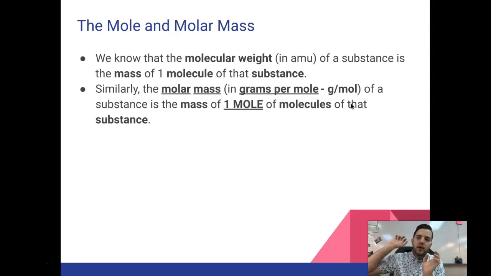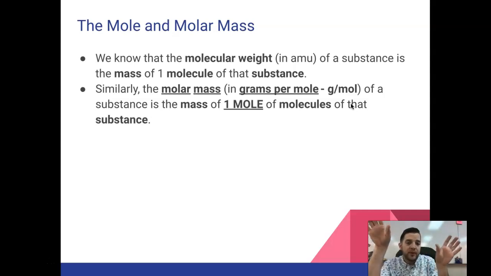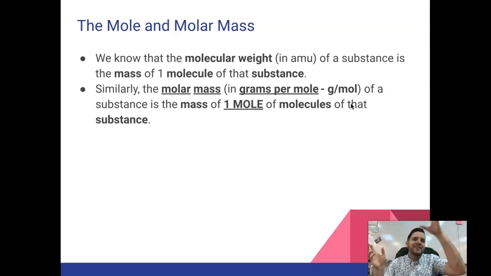And so the mass of that mole for each element may be slightly different, because if I have a mole of feathers, which would be 6.022 times 10 to the 23rd feathers, and I have a mole of bricks, 6.022 times 10 to the 23rd bricks, I have the same amount of each, but one is going to have a significantly higher mass because each individual part in that mole has a higher mass.